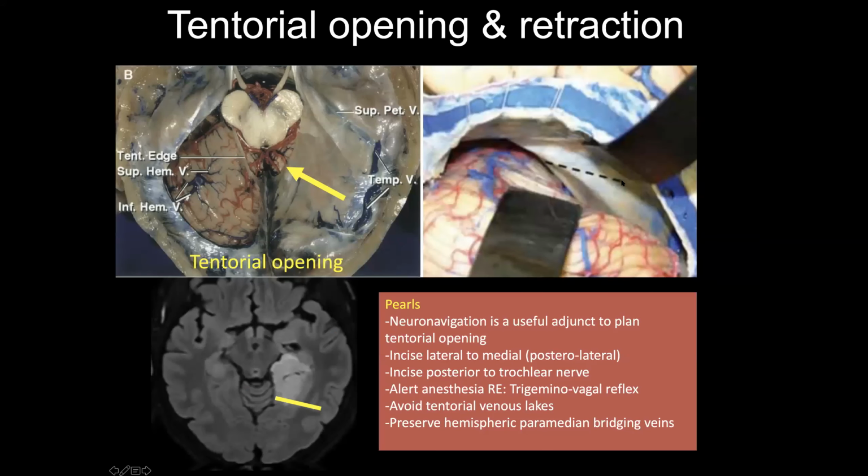So a couple other pearls to consider. I haven't run into this finding, but it's been reported a trigeminal vagal reflex when opening the tentorium. So you always want to notify the anesthetist that you'll be manipulating and opening the tentorium, as there could be a risk of cardiac changes. And of course, as I mentioned, you're going to want to be cognizant of bridging veins, adapt your incision to preserve bridging veins or venous sinuses within the tentorium whenever possible.